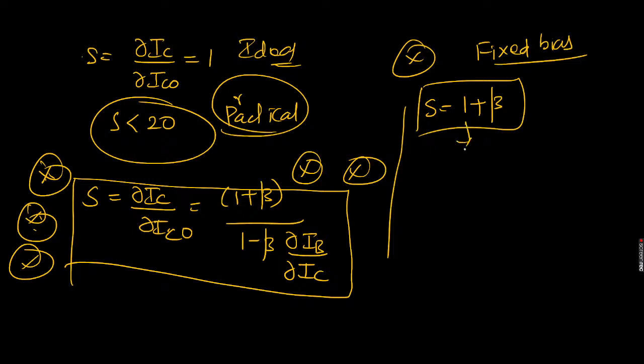This value is very large. Beta value is usually very high. So in fixed bias configuration the current stability factor will become very large, very large. So the system will be highly unstable. Here it is highly unstable. That's all. I hope you all are understanding the basics.